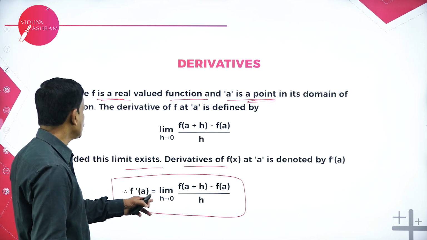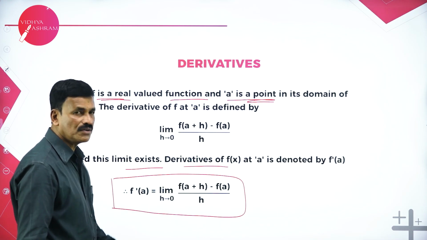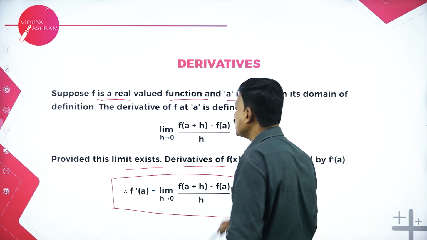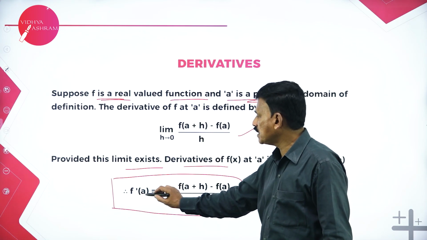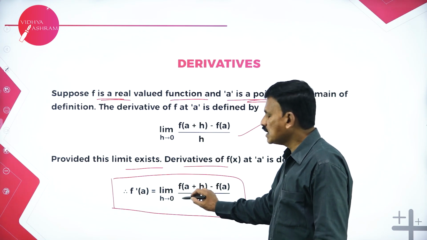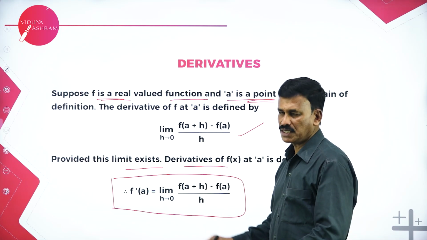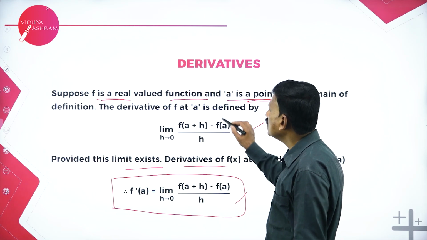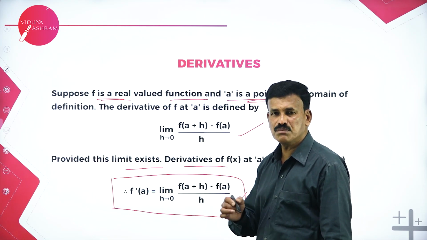So the derivative of the function at x equal to a is f dash of a is equal to limit h tends to 0 of f of a plus h minus f of a divided by h. If this limit exists, that is the derivative of f at a. This is the definition for the derivative of a function. By knowing this, let us move on to a simple problem.